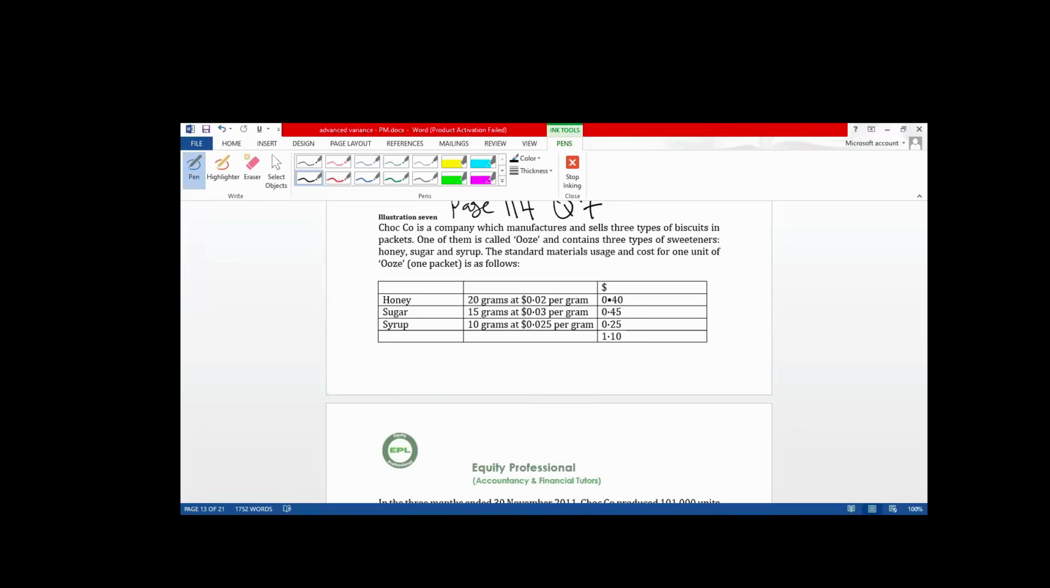So what you have here is material cost per unit. For material honey, 0.4 per unit. For material sugar, 0.45. For material syrup, 0.25. Because I said you must differentiate between material price per gram and material price per unit.